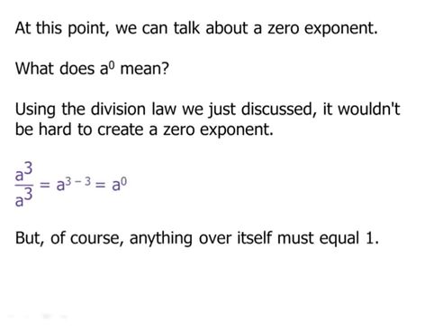But, of course, anything over itself must equal 1. A to the 3 over a to the 3, that's something over itself. That has to equal 1. So a to the 0 equals 1. Now, is this law always true?